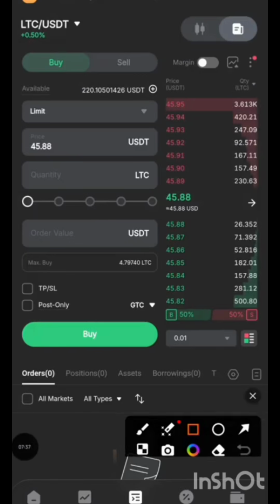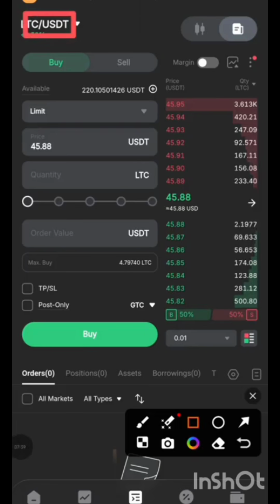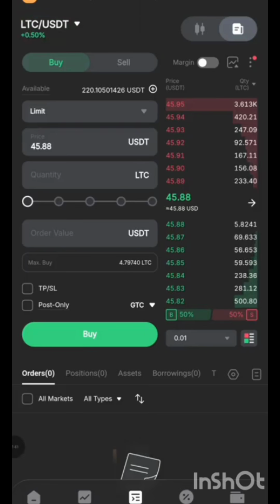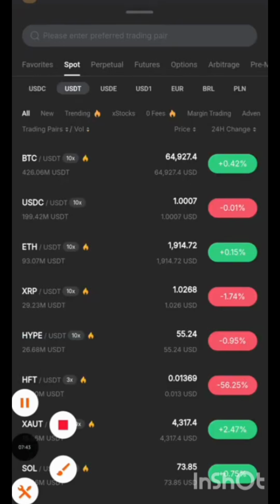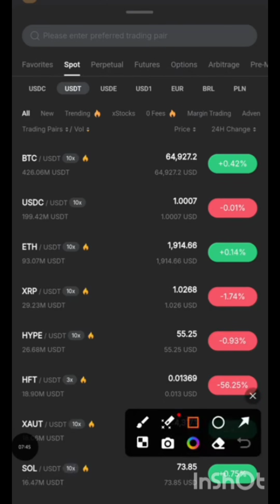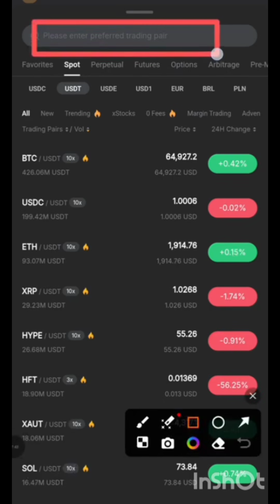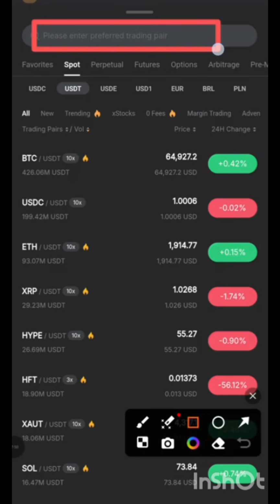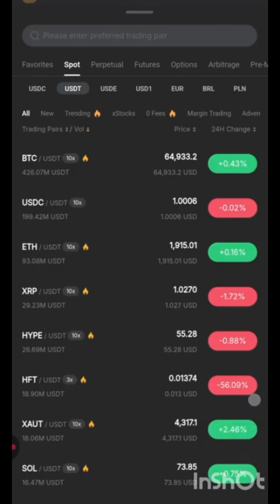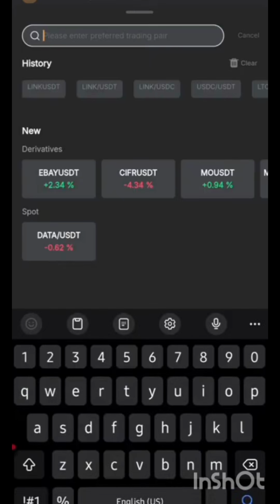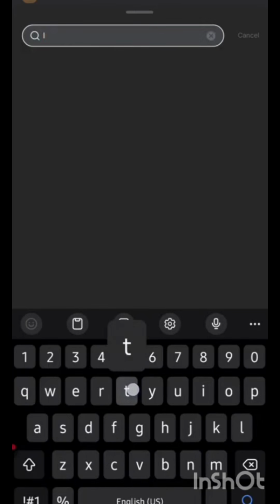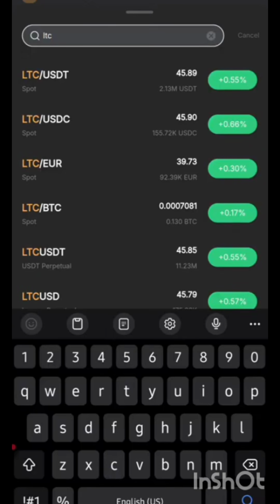click on this cryptocurrency icon one more time. Click on it, and then you're going to make use of this search button, where it says please enter preferred trading pair. So you're going to now search for LTC. In this case, we're going to be searching for LTC, and on LTC, watch closely.